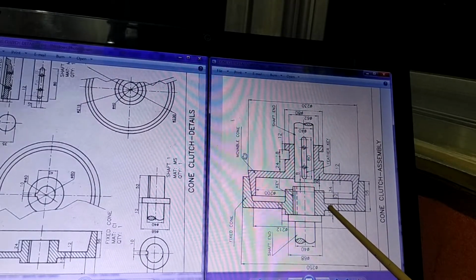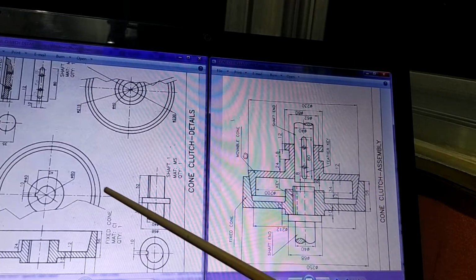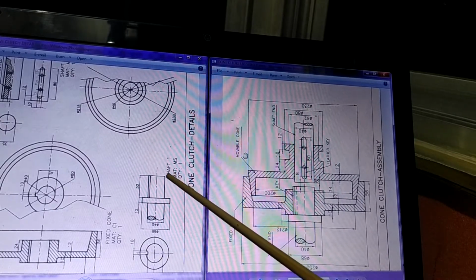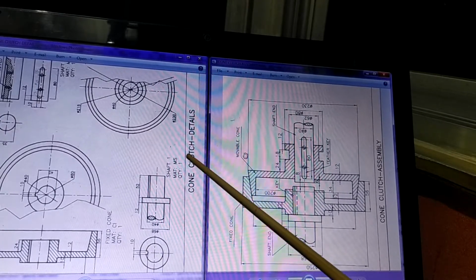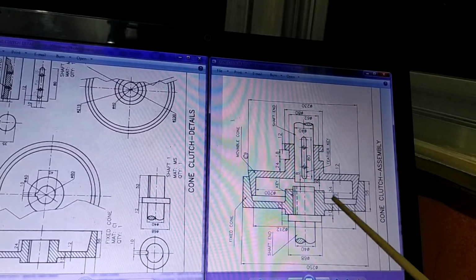So in the assembly drawing, you are showing only the overall dimensions, and in the detailed drawing you are going to show all the possible dimensions along with the name of the part, quantity and material. That is how detailed drawings are made, and that is how assembly drawings are made.